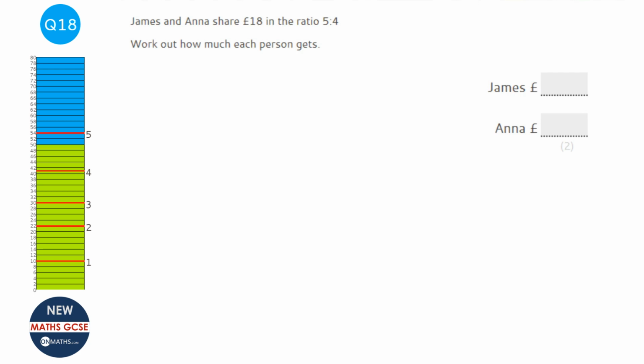So when you're sharing out money in a ratio, so you're given the total amount of money and the ratio you want to split it into, there are 3 steps. Step 1 is find out how many parts there are altogether. So to do that, you just add the 5 and the 4 together. So you add the amount of parts in the ratio. So there are 9 parts altogether.